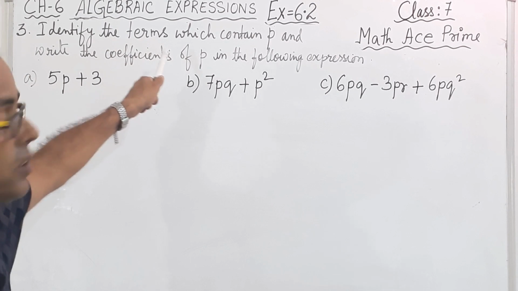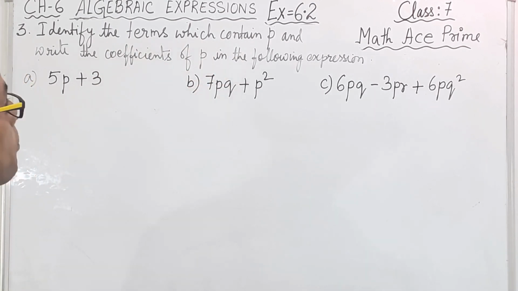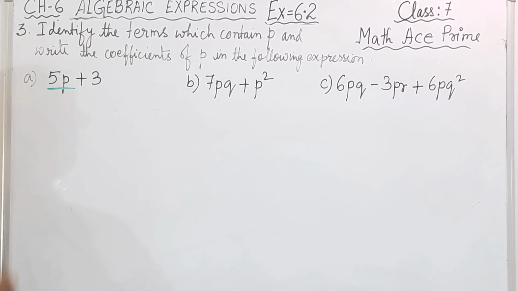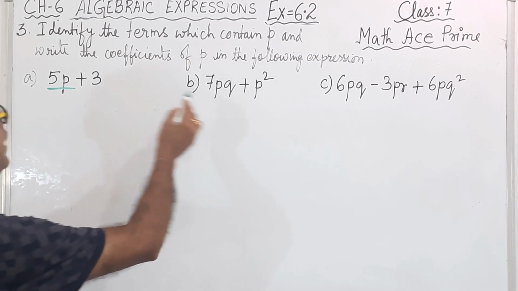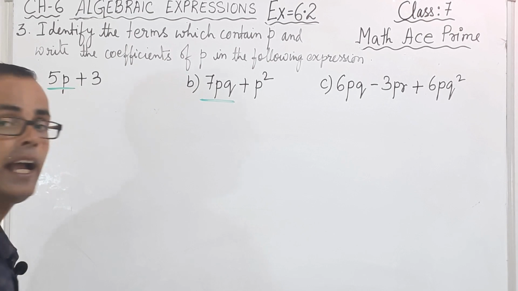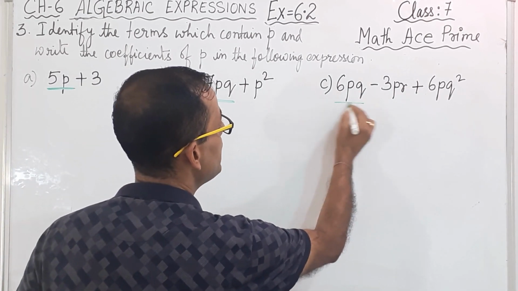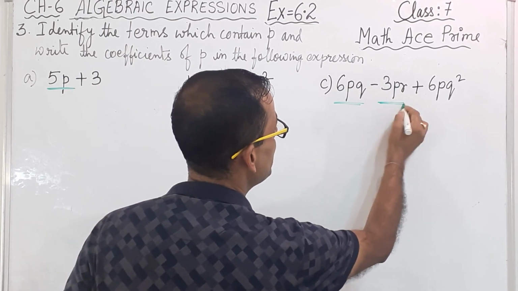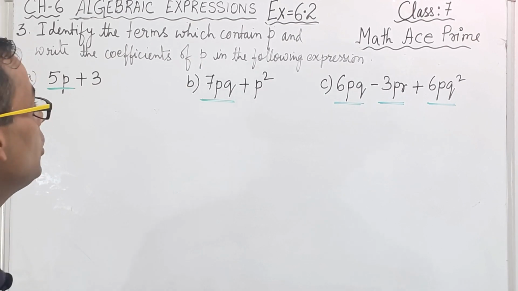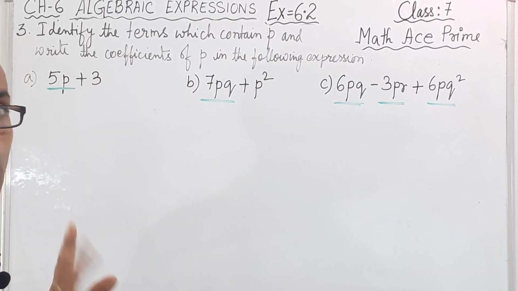Identify the terms. So you have to identify the terms which contain p. So where p is there? See the first sum, see p is here. So this is the term you have to identify. Then here next one, where is p? So here p is there. So this is the term. And here you can see here 3 terms are there. In the first term, see p is there. In the second term also p is there. In the third term also p is there. Clear? No? Now here p is there, but p square. So they are talking about p only, not p square.